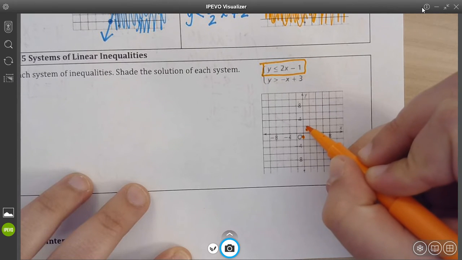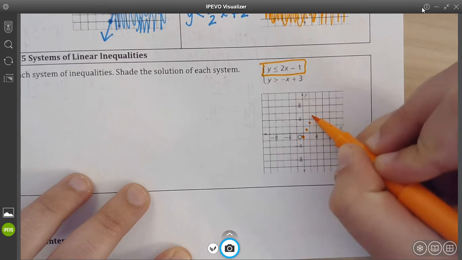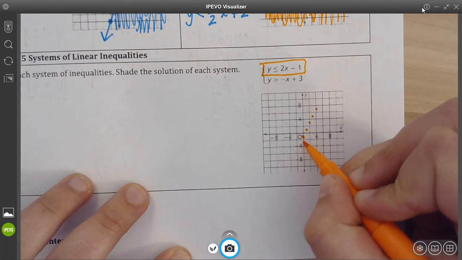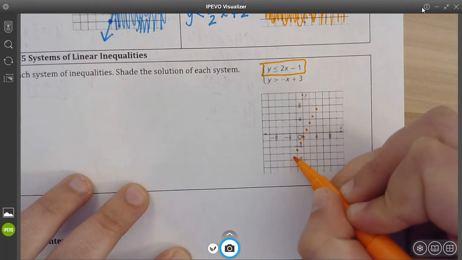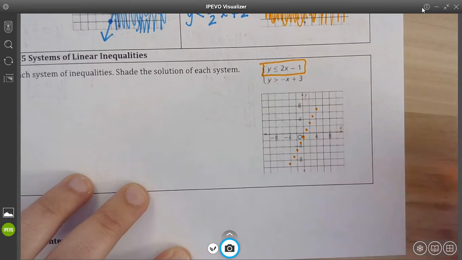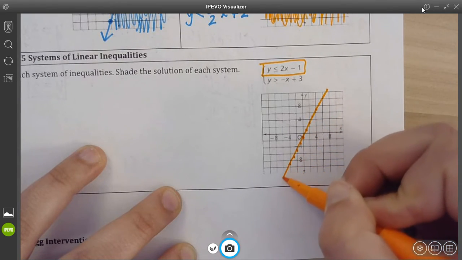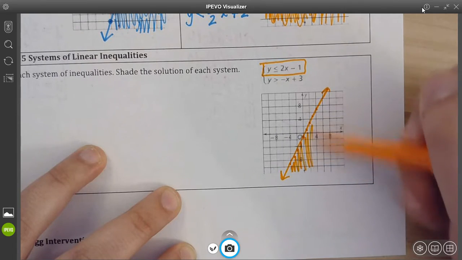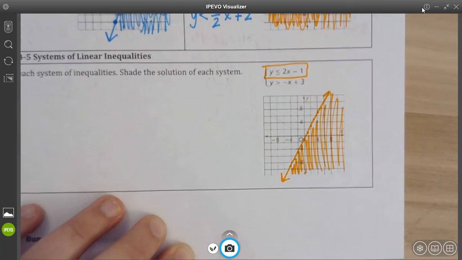I'm going to go up 2, over 1, up 2, over 1, up 2, over 1, and then down 2, over 1, down 2, over 1, down 2, over 1. It's less than or equal to, so I know that I can do a solid line. And if it's less than, then I'm going to shade below it. That's just practice like the ones we did up above.